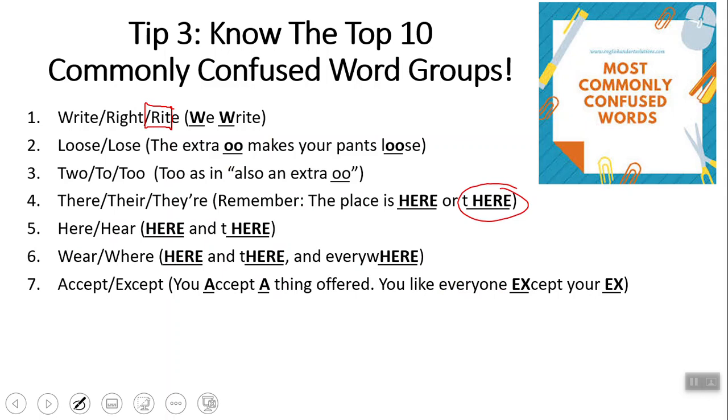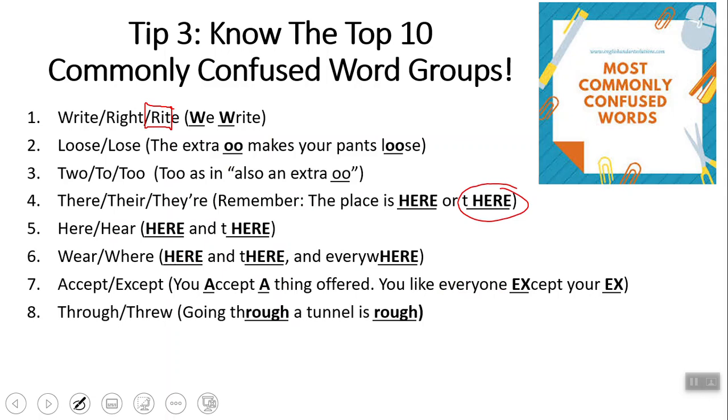Accept and except. These are almost homophones because they sound the same, and a lot of times when we say them, we pronounce them very similarly, right? So you accept a thing being offered, and you, like everyone, except your ex. The EX there is to show exception, setting something apart. Accept means you are agreeing to it, another A word.